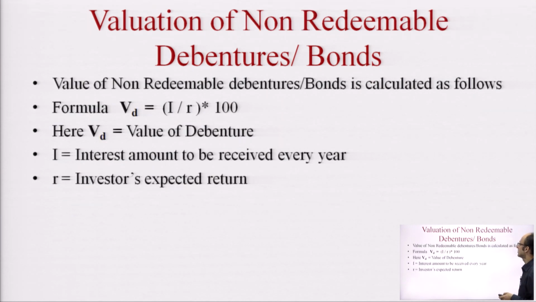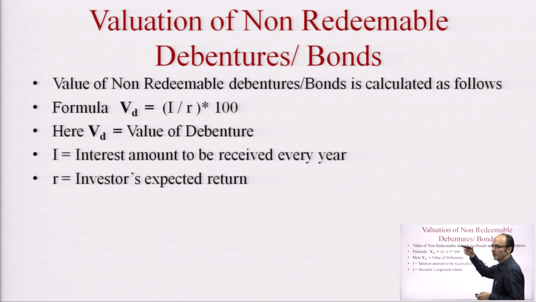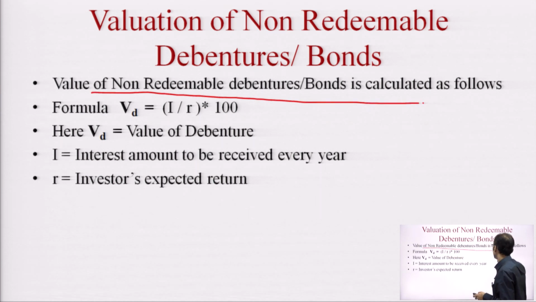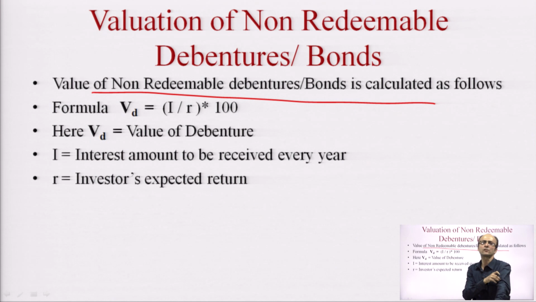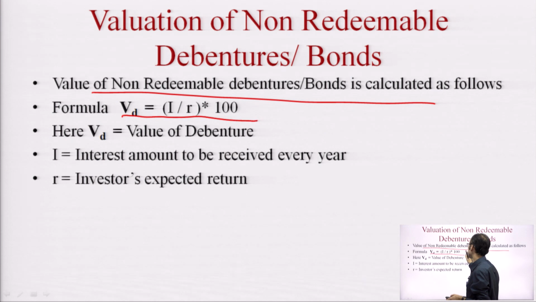Now the second valuation is of non-redeemable debenture. Now the concept of non-redeemable debenture is that the principal amount is never repaid back to the bond holder. If the principal amount is never repaid back to the bond holder, in such cases the bond holder only gets the interest payment on it annually. So then the formula becomes very simple here. VD is equal to I divided by R to the N.